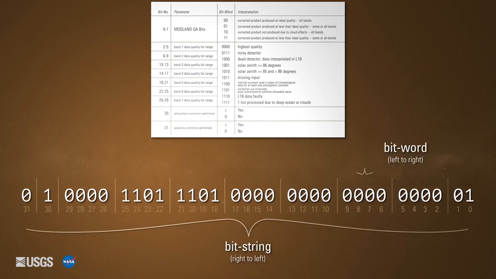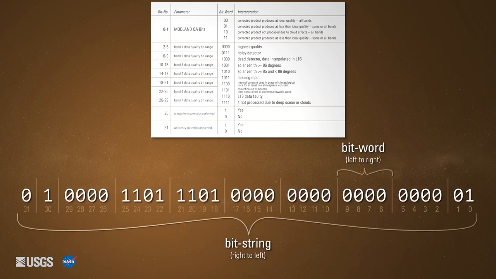For example, the bit word for bit number 0 through 1 is 01, which means the corrected product produced at less than ideal quality, some or all bands. Bit number 2 through 5, or the band 1 data quality, is identified using the bit word 0000, which means these bands are highest quality.